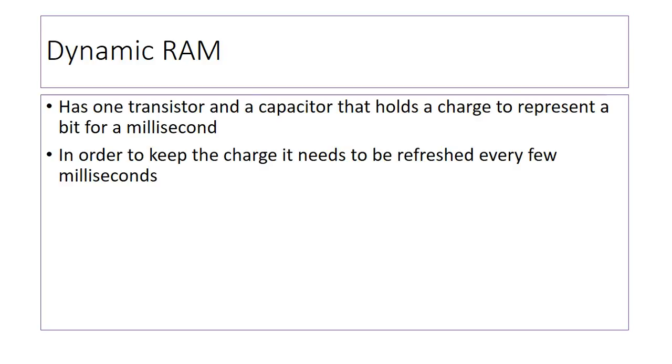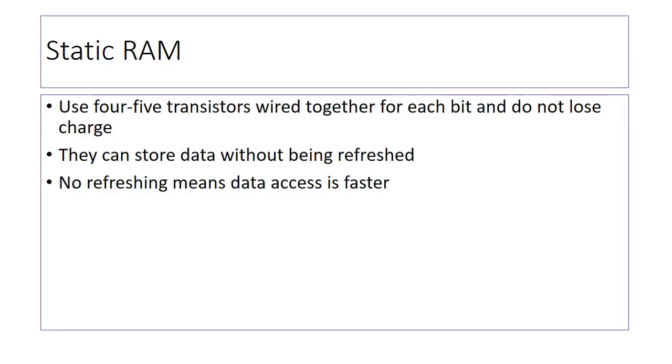So the idea with dynamic RAM is that it represents a bit, a 1 or a 0, for a millisecond. In order for it to keep staying a 1 or staying a 0, it needs to be refreshed, which is why it's dynamic. It refreshes, it changes. Whereas static RAM uses 4 to 5 transistors, and they get wired together and they don't lose their charge, so they stay as they are.